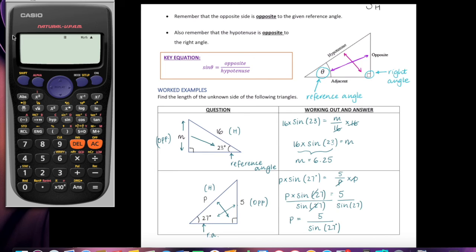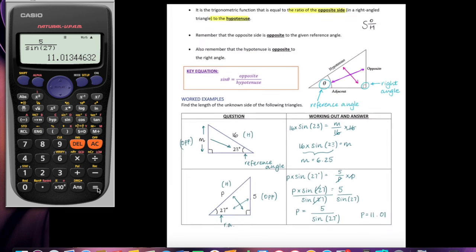So all you need to do is use the fraction function on your calculator. So type 5 up the top for your numerator. And for our denominator, we're going to write sine 27 degrees. And again, just make sure that your calculator is in degrees mode. And I'm going to hit enter. So what I've got is P is equal to 11.01. So what that's telling us now is that our hypotenuse has a length of 11.01 units.